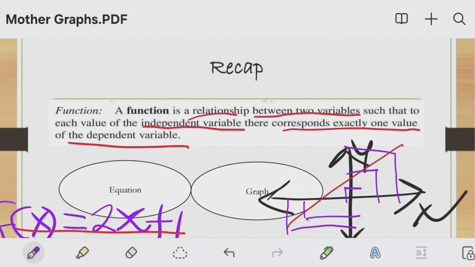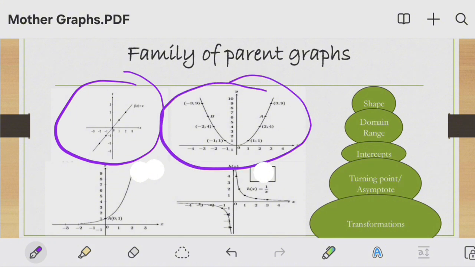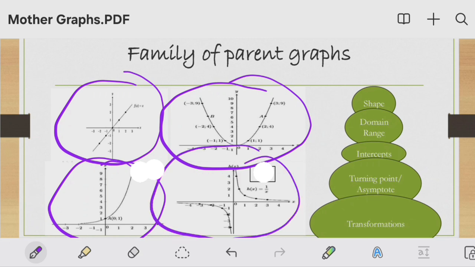So, right now, we are getting real with functions. Let's discuss what we call mother graphs. We have to understand what we call parent graphs. Weirdly, functions, just like us human beings, just like animals, they have parents. That's weird, but that's a reality. So now, what we have in front of us is the family of parent graphs. The first one is a linear graph. Then we have a parabolic graph, an exponential, as well as a hyperbola.